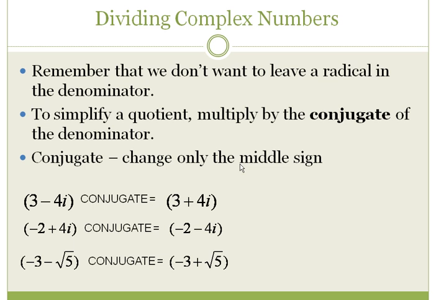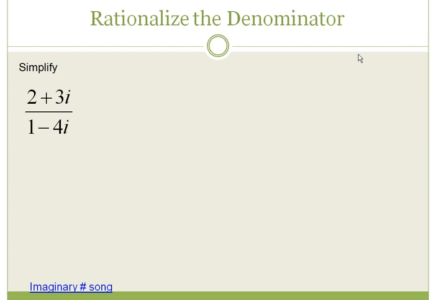Bryn, why do we need this? Because you need it in algebra. We're going to show you on the next slide here. Because we don't want to leave a radical in the denominator, so we multiply by conjugates. So we don't want to have imaginaries or radicals in the bottom.